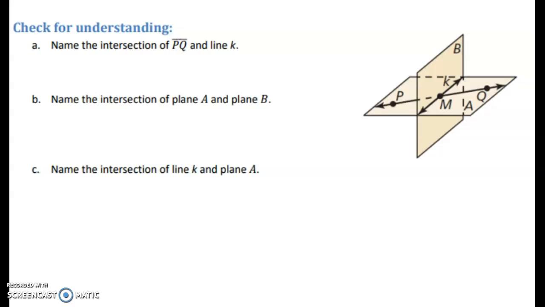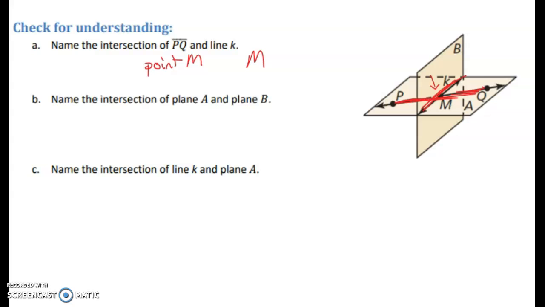All right, last but not least, let's go ahead and do the check for understanding. So first, can you name the intersection of segment PQ and line K? All right, so segment PQ is this portion right here, and line K is right here, and they intersect at point M, or you could just call it M if you would like.